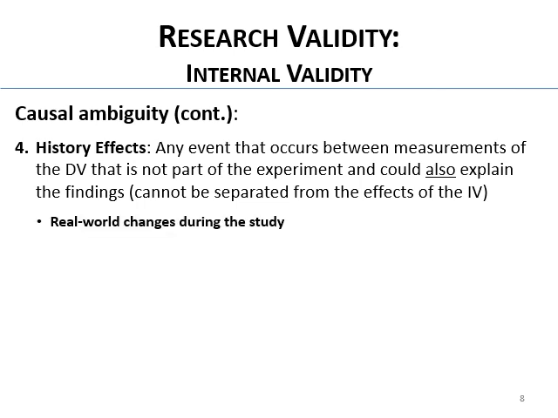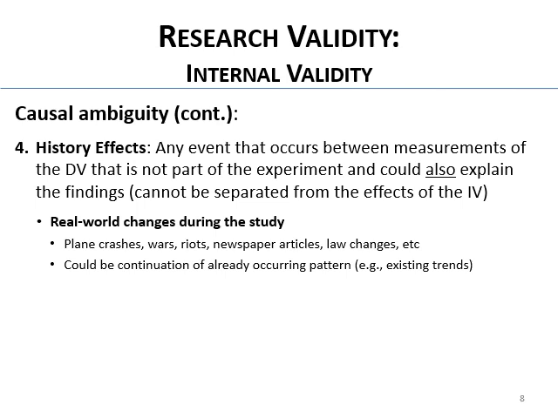These are real world changes that occurred during the period of the study, so they're particularly a problem in repeated measures designs or longitudinal designs. So plane crashes, wars, rioting, newspaper articles, law changes, etc. Law changes like the one where the helmet law went into effect in that example earlier.